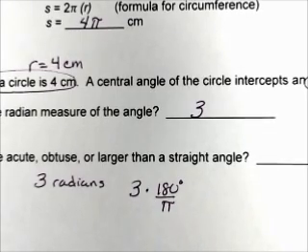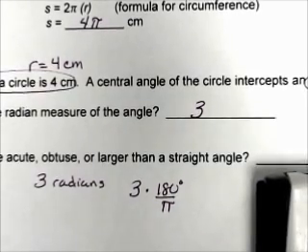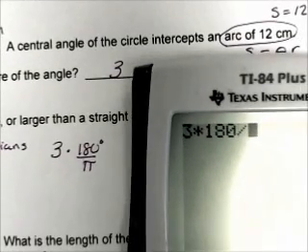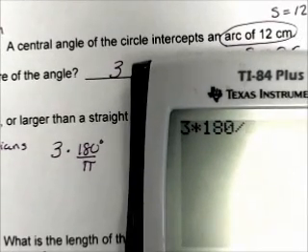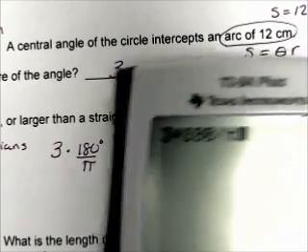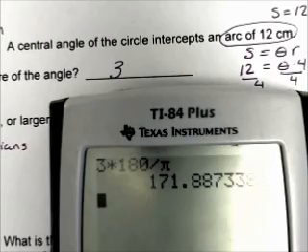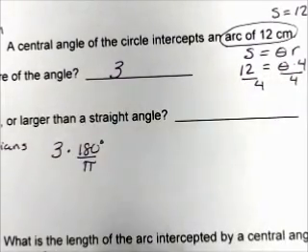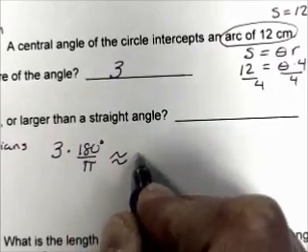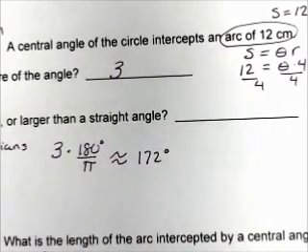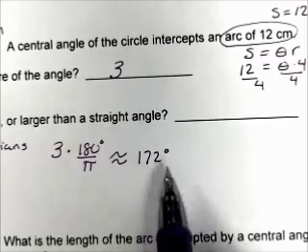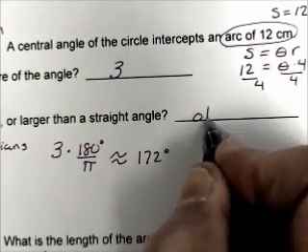And I'm actually going to use the calculator here. So taking 3 times 180 and dividing by pi. So that's approximately 172 degrees. So a 172 degree angle, that's obtuse. So this would be an obtuse angle.